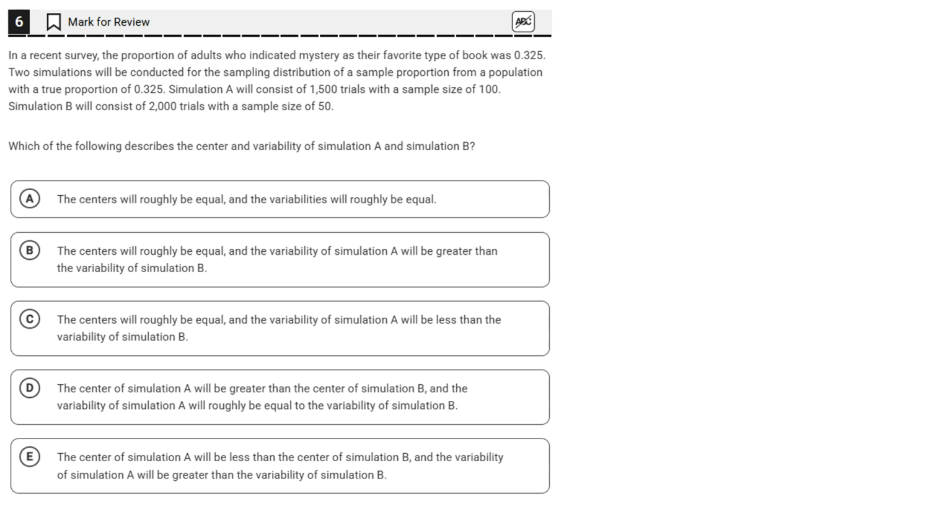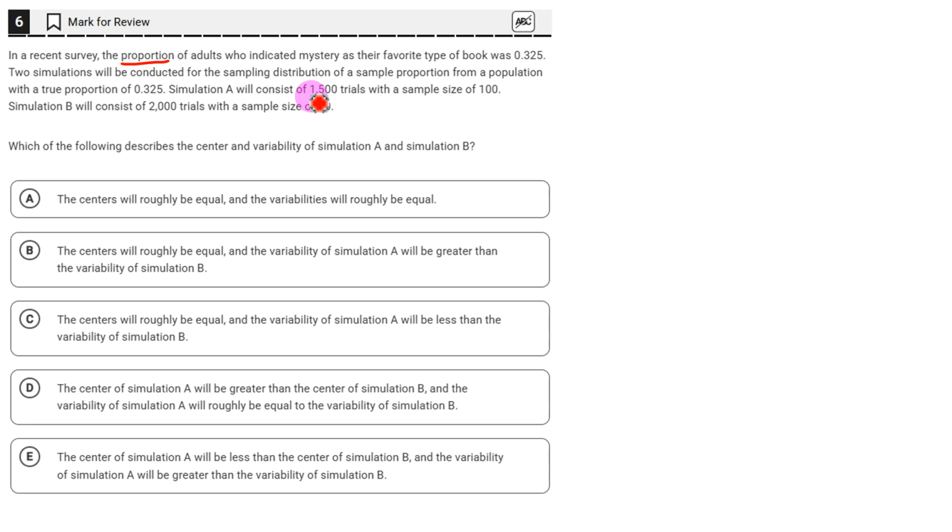Okay. In a recent survey, the proportion of adults who indicated mystery as their favorite type of book was 0.325. Hey, look, proportions. You're always wondering which one we're doing. Two simulations were conducted for the sampling distribution of a sample proportion for a population with a true proportion of 0.325. Simulation A will consist of 1,500 trials with a sample size of 100. Simulation B will consist of 2,000 trials with a sample size of 50. Which of the following describes the center and variability for A and B?